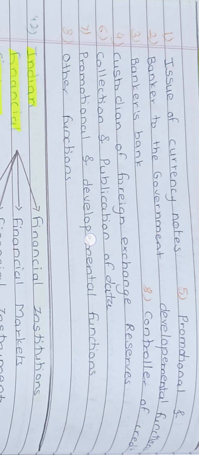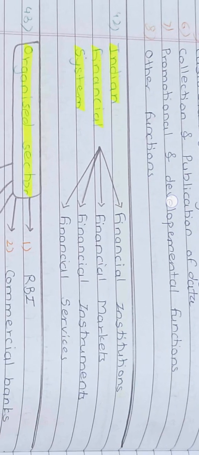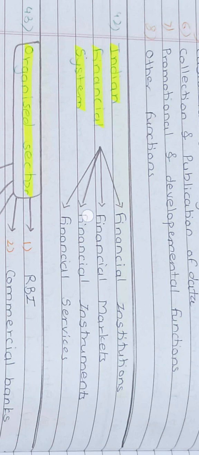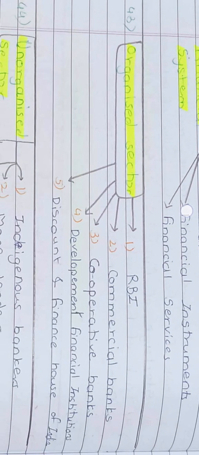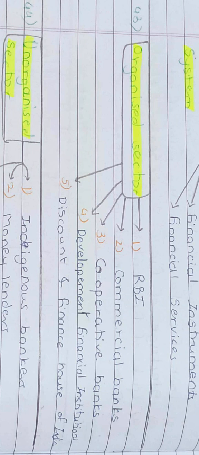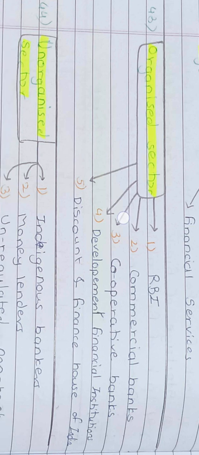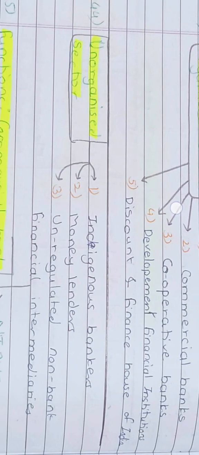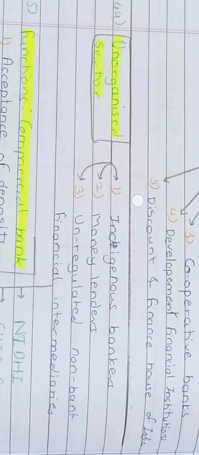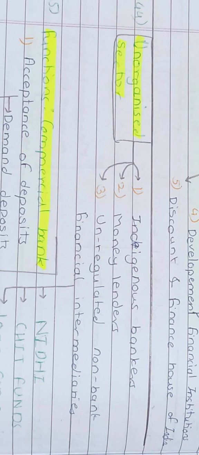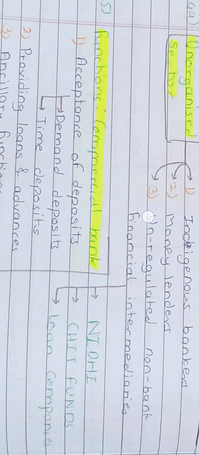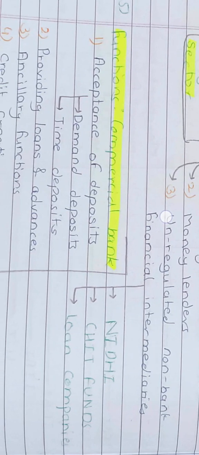controller of credit reserves, and other functions. Indian financial system: financial institutions, financial markets, financial instruments, and financial services. Now let's see the organized sector. It contains RBI, that is Reserve Bank of India, commercial banks, cooperative banks, development financial institutions, discount and finance house of India. Now let's see the unorganized sector. It contains indigenous bankers, moneylenders, unregulated non-bank financial intermediaries, which contain Nidhi, chit funds, loan companies, etc.